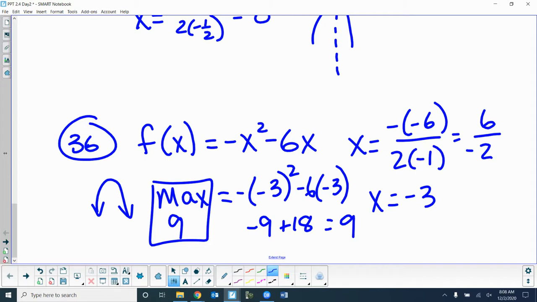Okay. So you look at your A value first. It opens up. You're looking for a minimum value. Find the vertex. Whatever the Y value of the vertex is, it is that minimum value. If it's got a negative A value, that means it opens down. That means you're looking for a maximum value. You do the same thing. Find the vertex. And the Y value of the vertex is that maximum value.